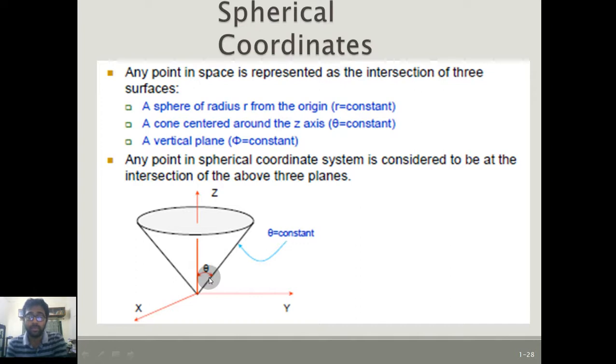From the z-axis, the position vector r makes an angle with the z-axis, and that angle is theta. Now if theta is constant, what will we get? We will get a cone centered around the z-axis. If r is constant, we get a sphere of radius r from the origin. If theta is constant, a cone centered around the z-axis is formed, and when phi is constant, we get a vertical plane.